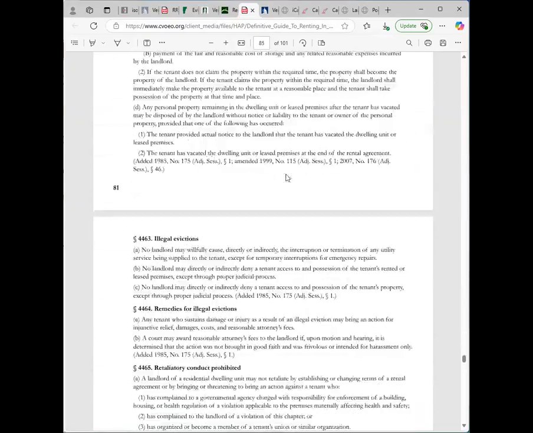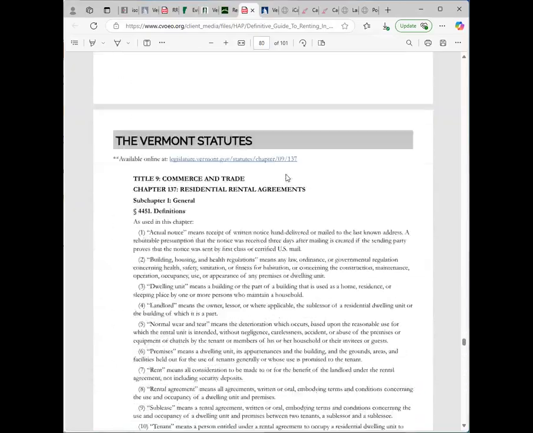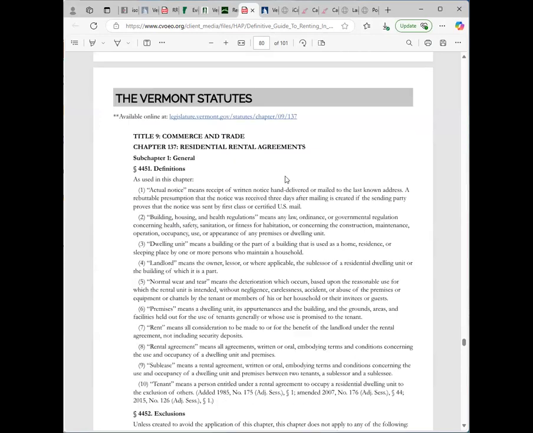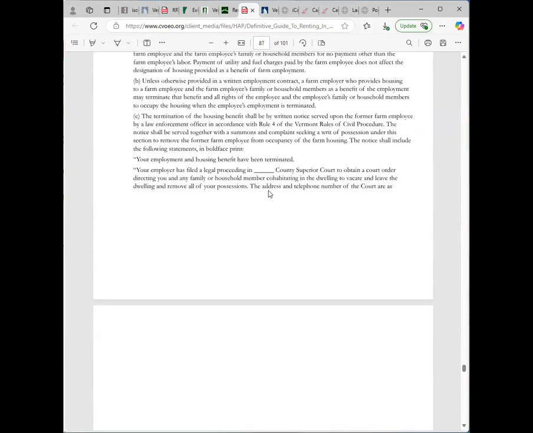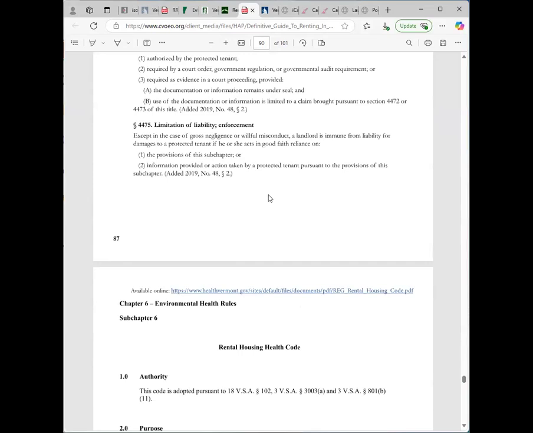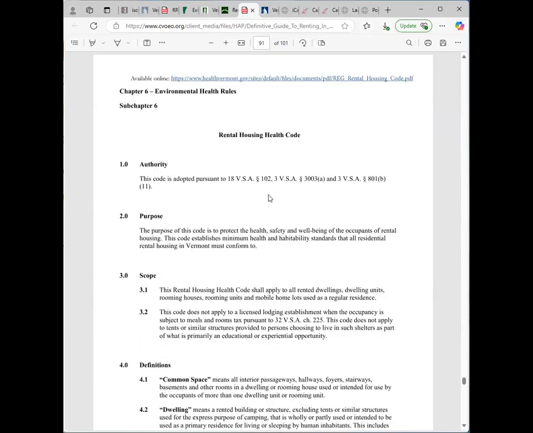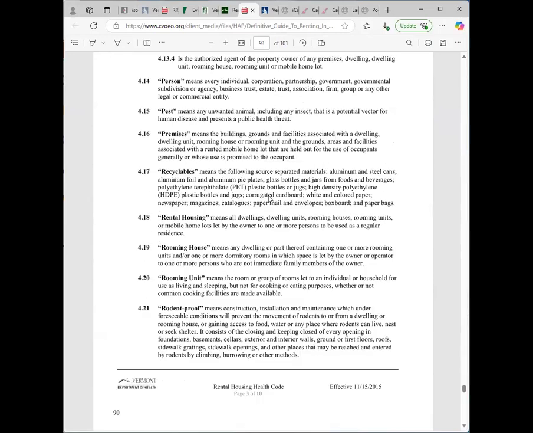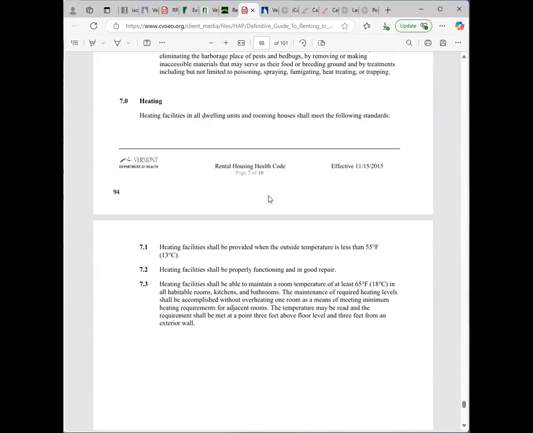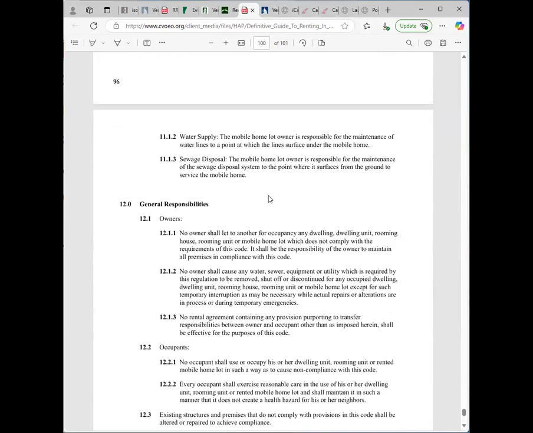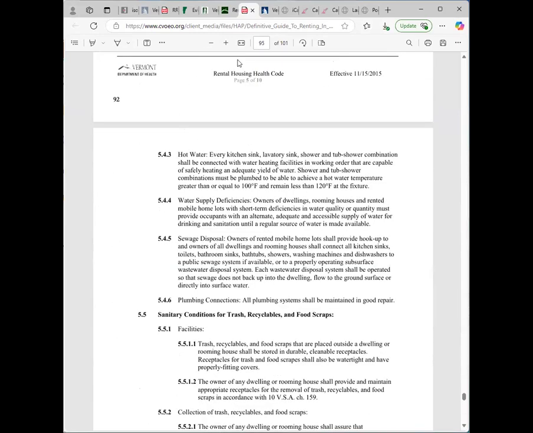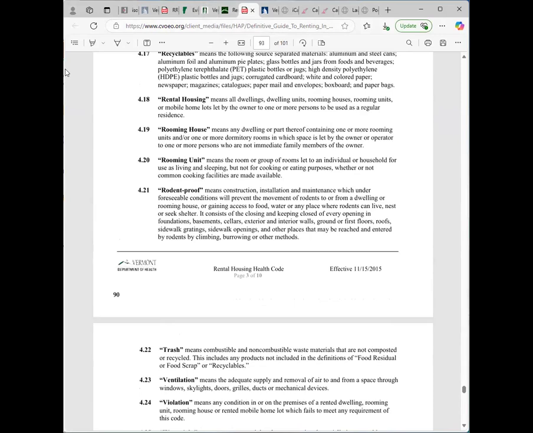Actually, oh, this is interesting. It has at the very end Title IX, Chapter 137, Residential Rental Agreements. At the very end, I'll be darned, that's the end of this. It goes into all this. And then the Rental Housing Health Code. Very interesting that it's all there. Okay, that's one of the reasons why it was so long, because it has all that in there. Okay, so that is that guide. Wow, that was a longer review than I thought, but let's move on to the next one.